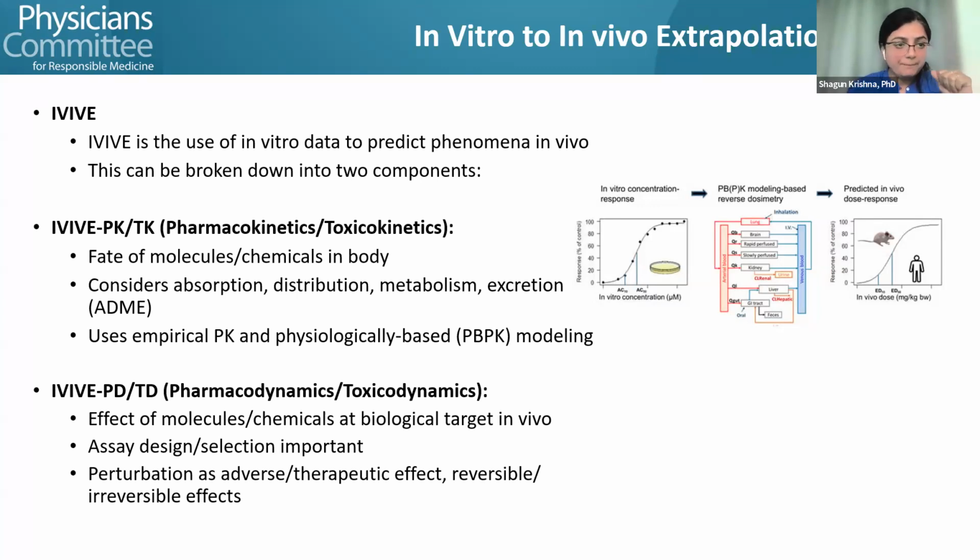So PK lets us know the fate of a molecule or a chemical inside our body. It consists of the classical ADME properties, like how it is absorbed, how it is distributed, how a chemical is metabolized, how a chemical is excreted. And it uses mathematical calculations. However, PD helps us to know what is the effect of that particular chemical inside the human body.